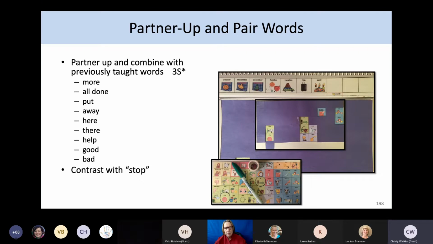Then we taught help and good and bad. And now we're going to be teaching the word go, and we're going to be contrasting that with stop. So at this point, a lot of the students in these classrooms did not have speech generating devices. They were using low-tech communication boards.